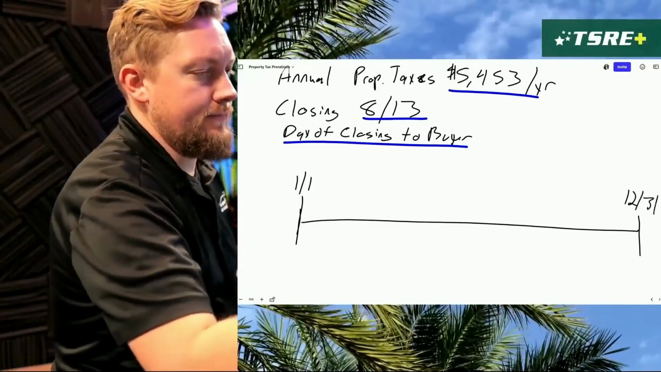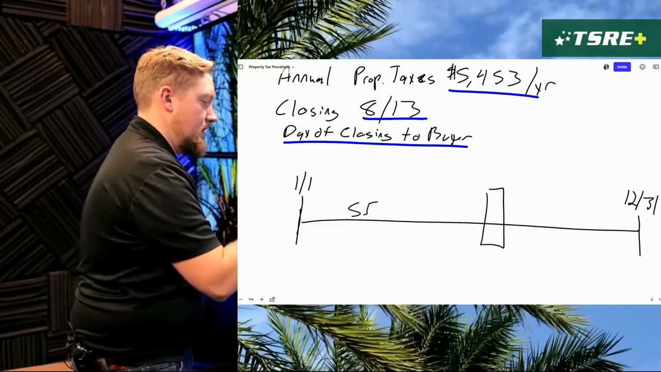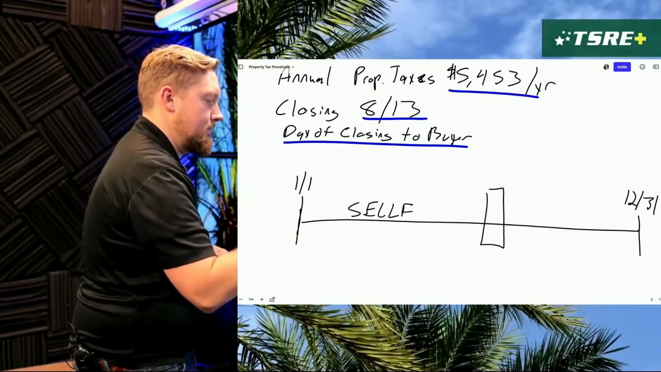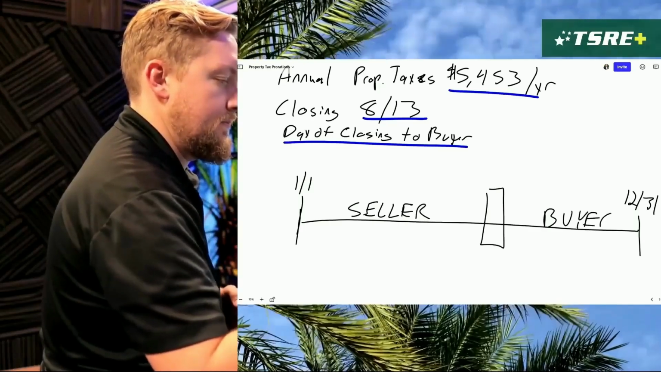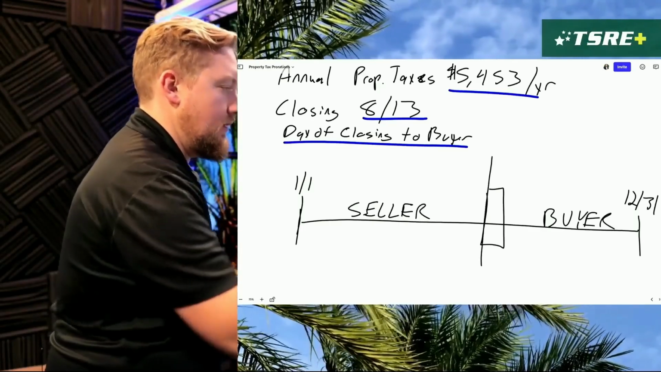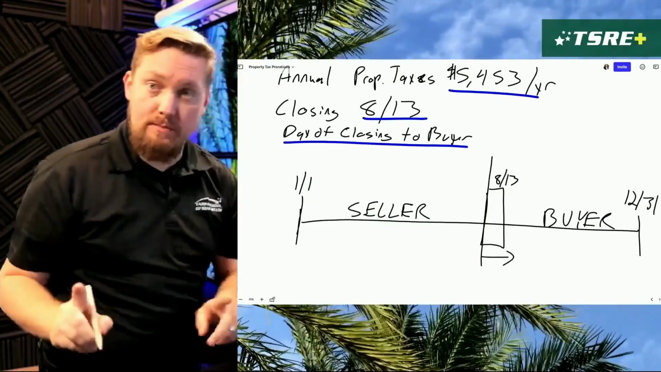You lay out your year. You put your closing date. This is where the seller owns the property. This is where the buyer owns the property. Here's our day of closing. It counts as a day towards the buyer.